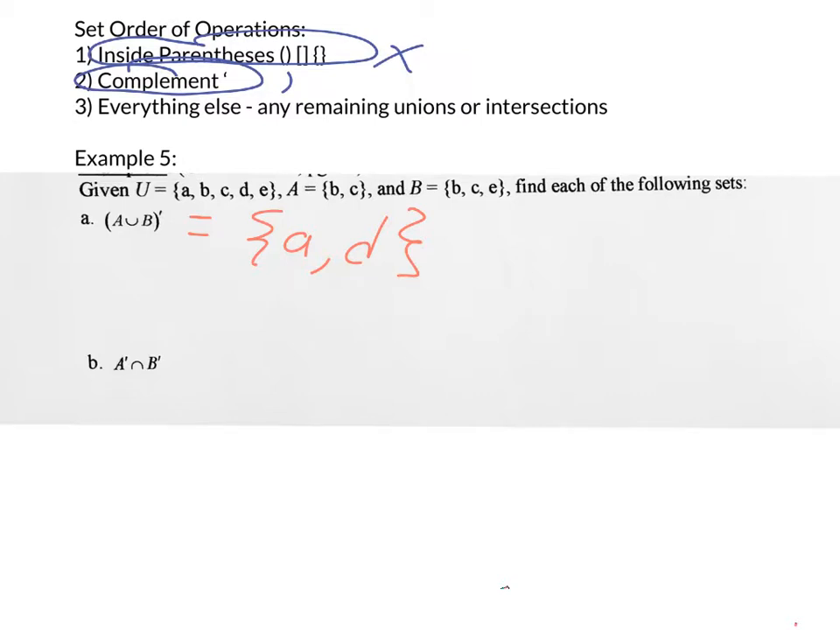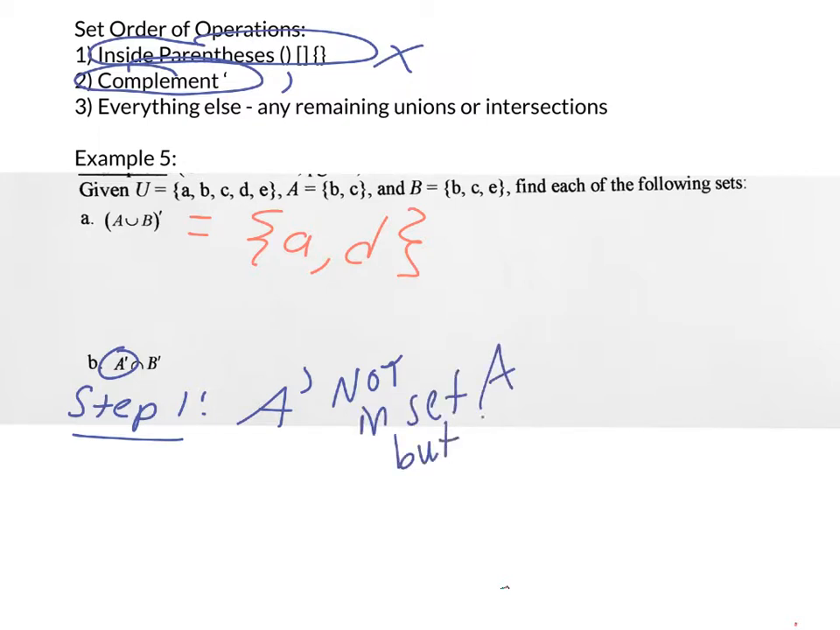As I go from left to right, the first complement that we see is A complement. And remembering what complement means, as we mentioned a few minutes ago, complement actually means what's not in that set that the apostrophe is attached to. So when I put it all together, it means what's actually not in set A, but still in the universal set. It's always compared to the universal set.